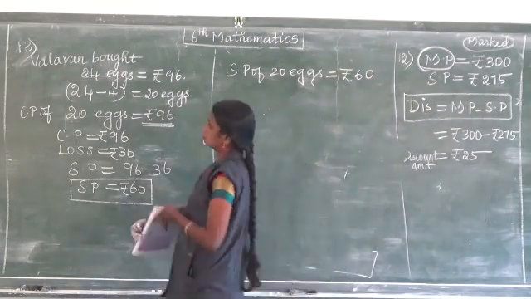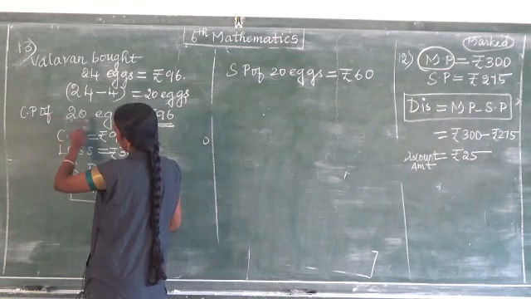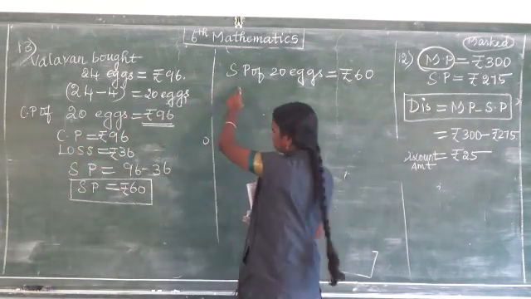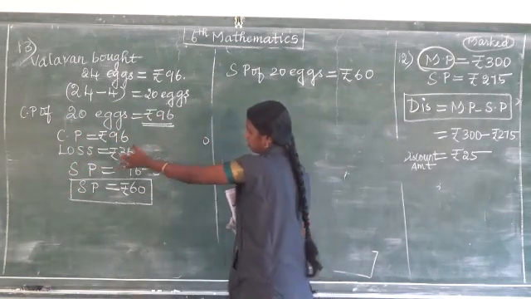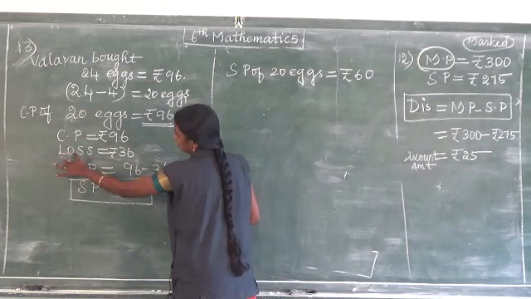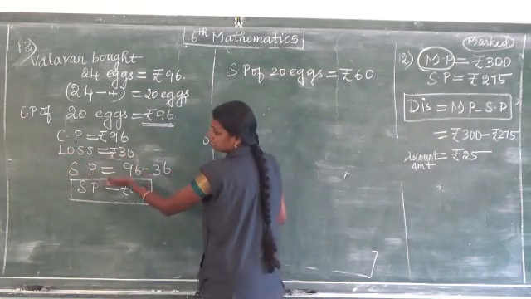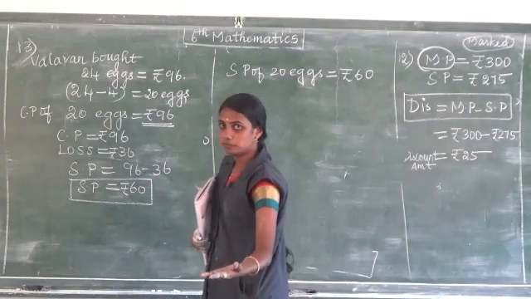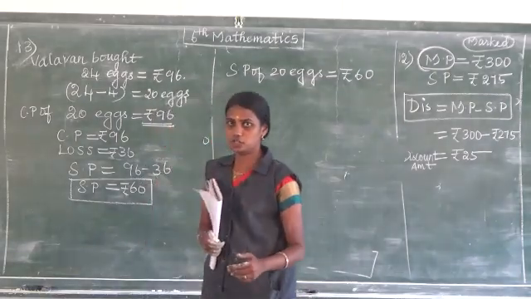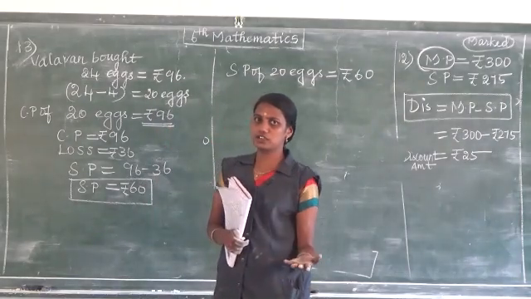You can ask me, miss, here you wrote it as the cost price of 20 eggs. How come here it changed to a selling price? Because he got the loss. When he got the loss, it became the selling price. If you sold something only, you will get the loss. Yes or no? If you go for selling only, you will get the loss.